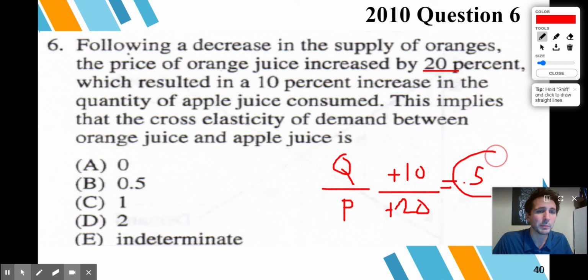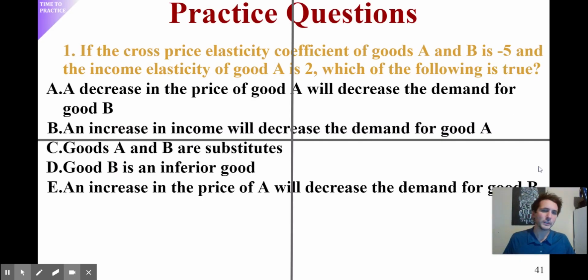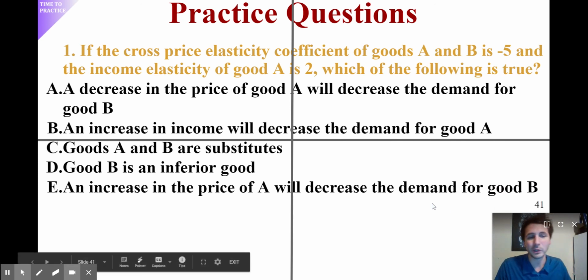It's a positive number. Is a positive number a complement or a substitute? Remember, I'm always, always, always confident or positive about my substitutes. So plus 0.5 is going to be your correct answer. And of course, they are substitute goods. There you go. Last one. This is the toughest one out of the bunch. If you can get this one, you're golden.